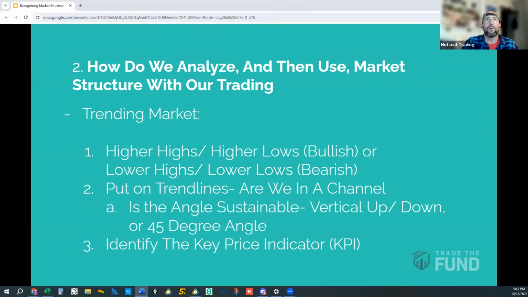All right, now, along with that channel, trend line, higher highs, lower lows, we can also, in that trend line, identify where a key price indicator is, where the KPI is. Is it going to be breaking out of the channel? And if it does, we can mark that up on our chart. We can look for that KPI, and we can become buyers or sellers after that or leading up to that KPI.